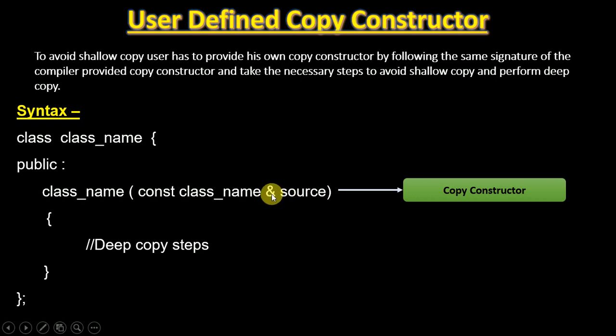Okay. Now why is constant required? Since it is a source object, if I'm taking a reference without constant and you are doing any modifications here, that will affect the source object also. The source object is only for copying, you are not supposed to modify it. That is the reason we are writing constant here. So const class name reference source, this is the syntax for the copy constructor. For a user defined copy constructor also we have to follow the same signature.